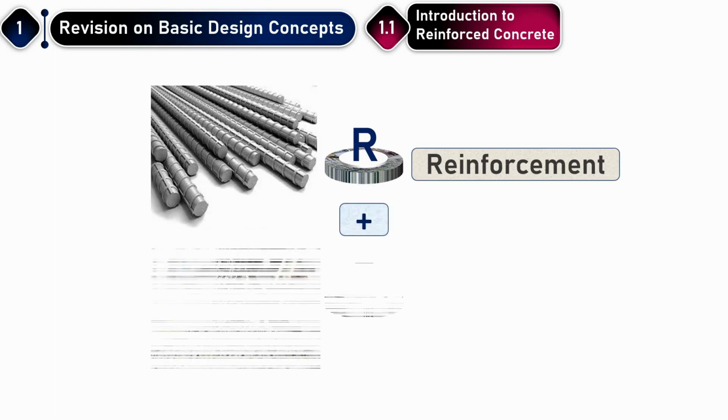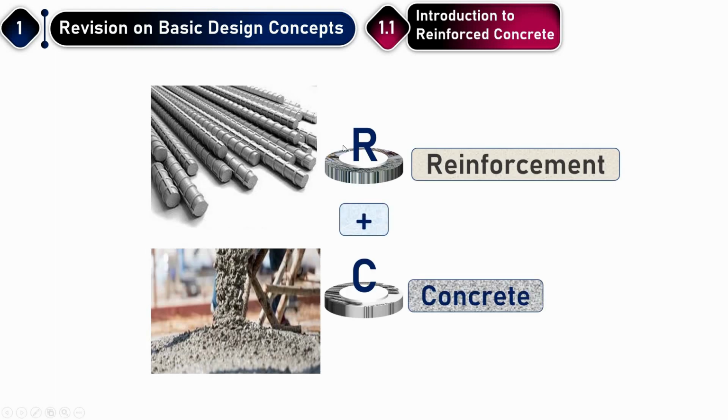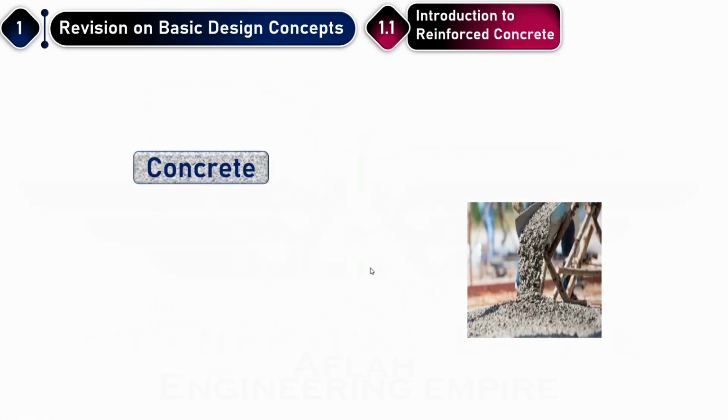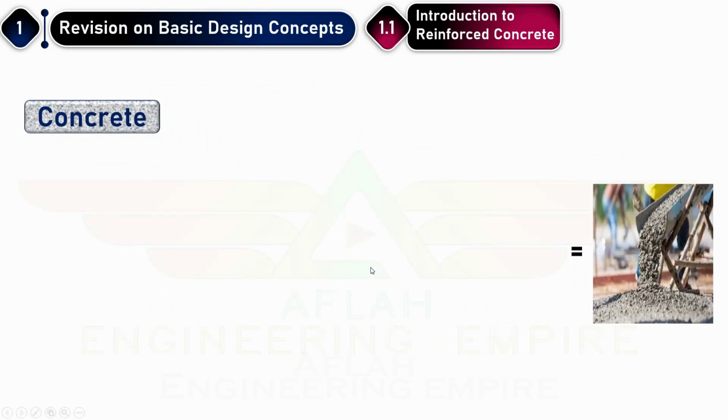Okay, as we know, reinforced concrete is simply reinforcement added to concrete. So we had a concrete, then due to some weaknesses in the concrete, when we add reinforcement to strengthen it, we get reinforced concrete. So what is concrete by itself? Concrete by itself is just a mix of the following materials.